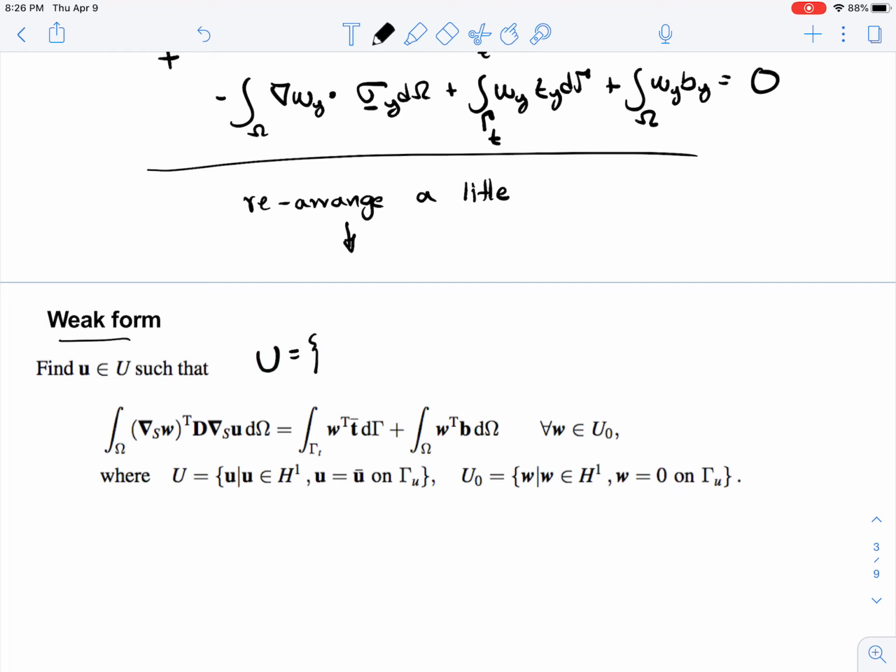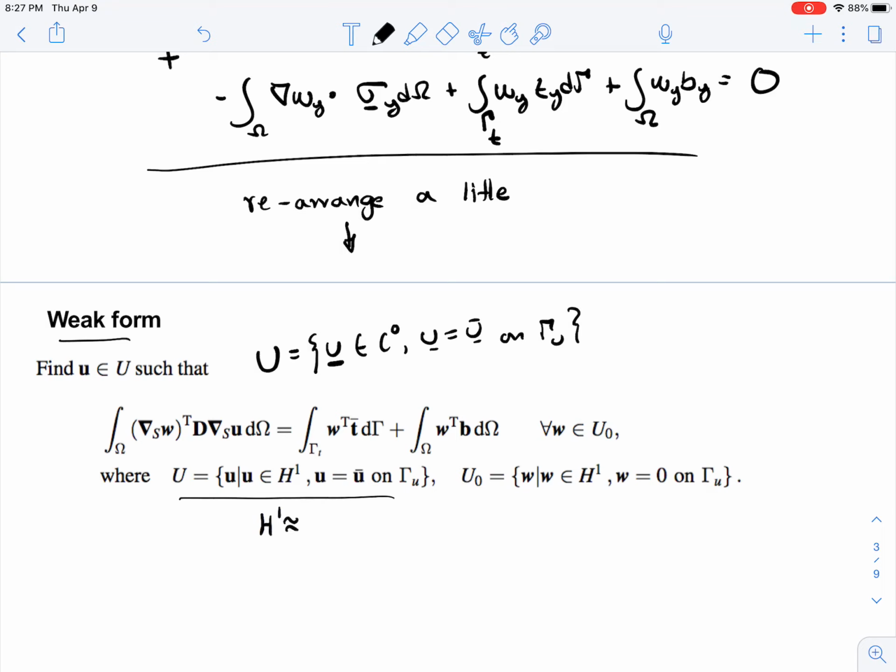So the weak form is: find u in the space U, and let me just define the space U. It's going to be functions u in C0 with u equals u bar on gamma u, such that the integral over the domain of the gradient of w times D, which is the material properties, times the gradient of u, equals the integral over the natural boundary, or the part of the boundary with natural boundary conditions, of the weighting functions times the tractions imposed at the boundary, plus the integral over the domain of the weighting function times the body force vector, for all w's in the space U0, where U0, actually here it is defined.